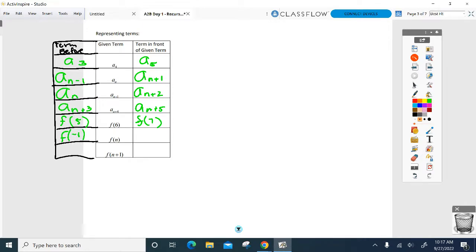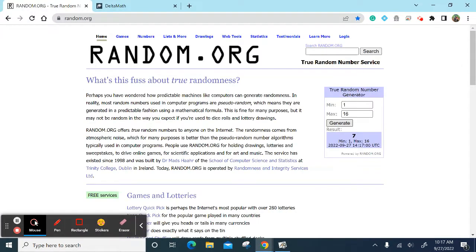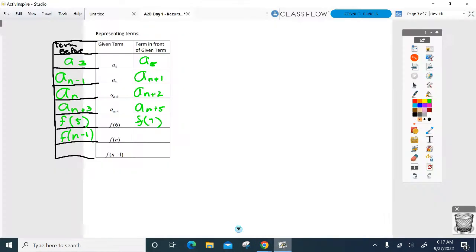Well, I don't want to do this, because there's no such thing as a negative term here. I want to do what? N minus 1. Good. N minus 1. And the term ahead of it. Let's keep this going.